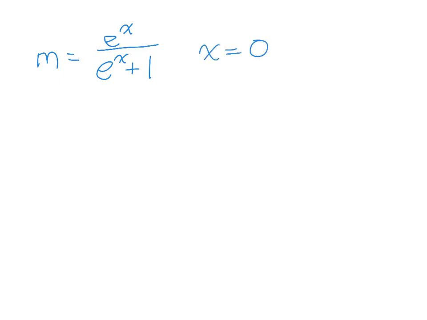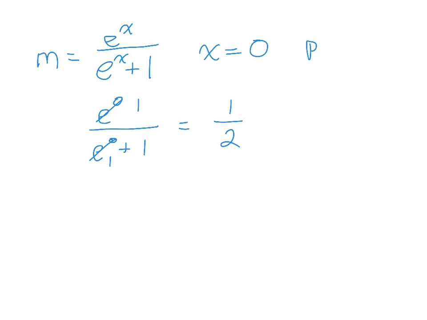So we want it at the point x equal to 0. So let's just put in 0. So I'm going to put in a 0. And on the bottom we got 0 plus 1. Well, anything raised to the 0 is just 1. So I'm going to get 1 over 2. So there's my slope.